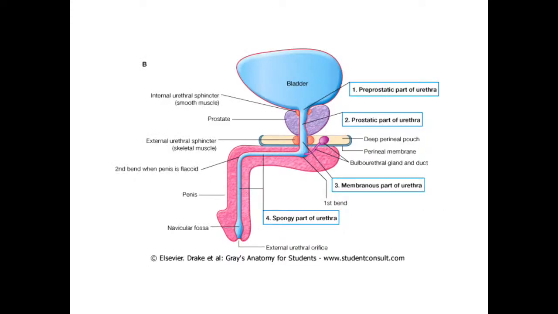So here, this is the photo that we already discussed partly. This is our spongy urethra. As you see here, when the penis is flaccid, it bends two times: this is the first bend, and this is the second bend. When the penis is in erect position, it bends one time, because this bend won't happen. And as I've mentioned, it is surrounded with the spongiosum, the erectile tissue that is not shown here, and at the base of the penis it becomes like a bulb, and at the end it is called the navicular fossa. And then we have the external urethral orifice, right?